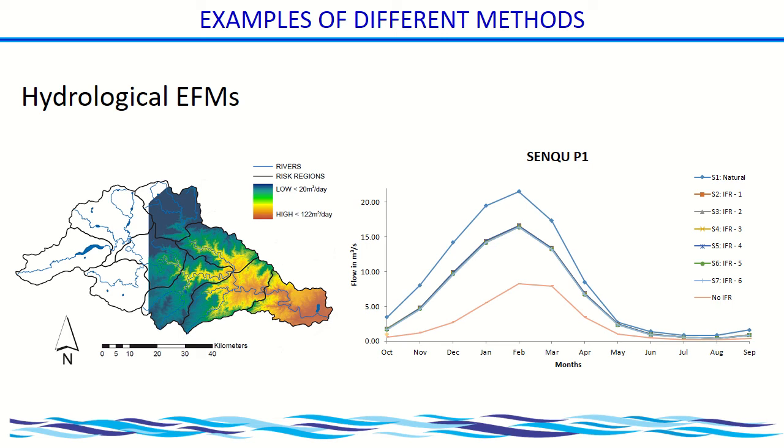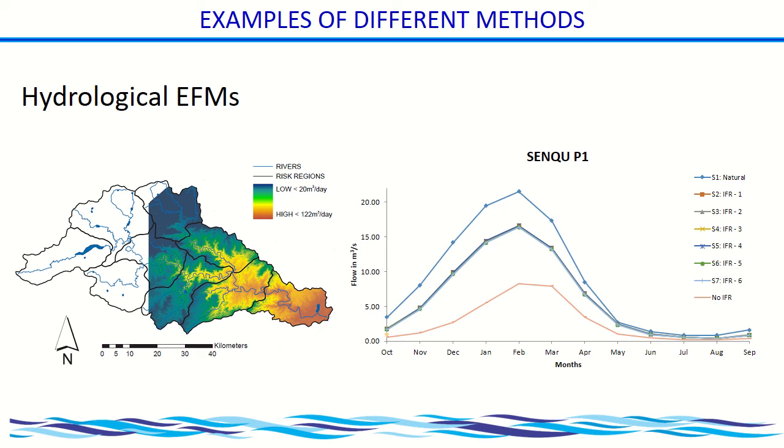But if you look at July, August, and September, there's a very low amount of water that's naturally available in the system. So if you want to take water from the system, you need to understand what is the natural variability of flows. And for your information, this orange line here at the bottom is one of the environmental flow scenarios that was considered for the Senku River.